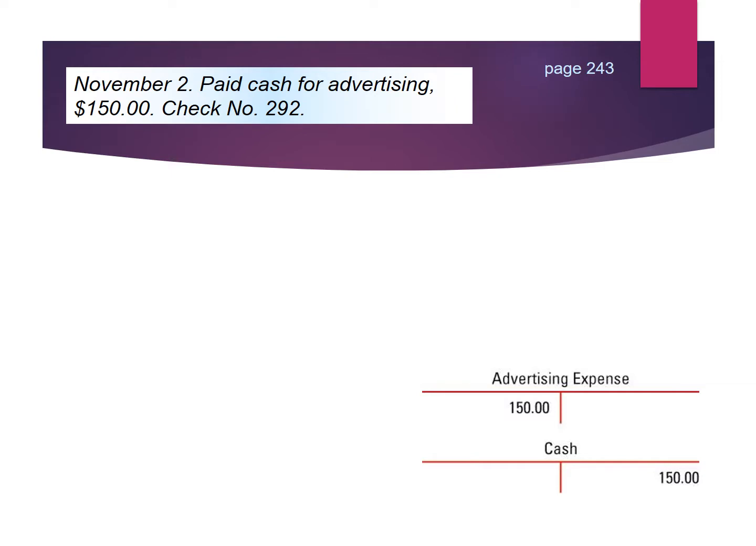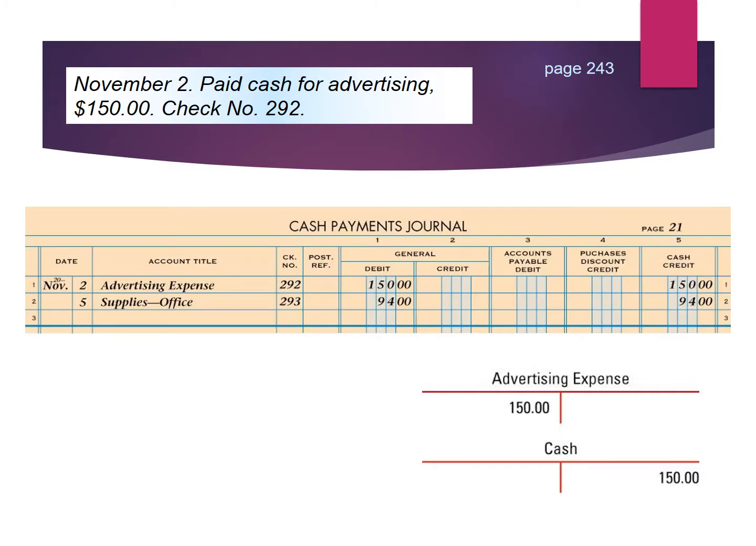Looking at our first transaction, November 2nd, we paid cash for advertising, $150, check number 292. We look at our T account in the bottom right corner. We will see that we have debited advertising expense for $150 and we have credited cash for $150. So the first question we ask is, which journal will we use? First, look at your source document. Our source document is a check. So that means we will use our cash payments journal.